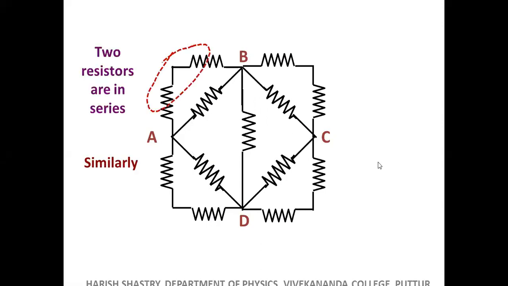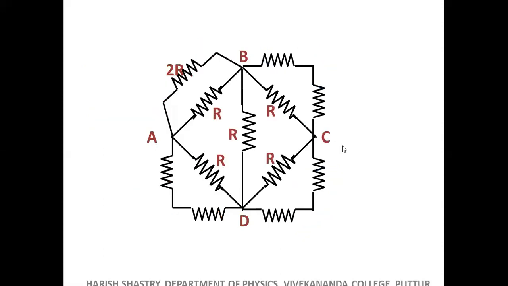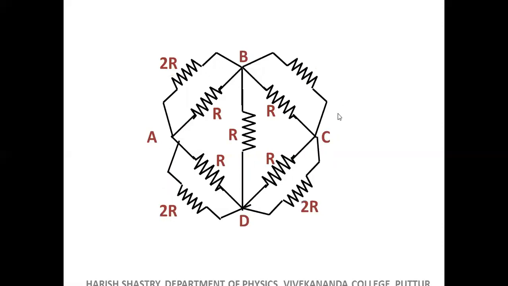Two resistors are in series. Here series, here series, here series. All encircled resistances are in series, and nothing problem arises if I replace them. Resistance is between A and C, or you replace this as B. Now, shall I replace them? 2R, and here is 2R, here is 2R, here is 2R.